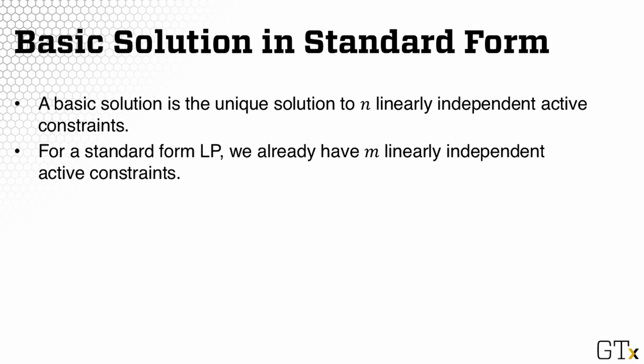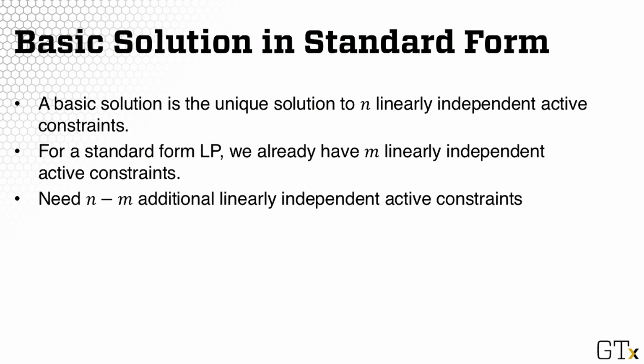For standard form LP, we already have m linearly independent active constraints. Those are Ax equals b. A has m rows, and they are linearly independent, and it's an equality constraint, so they are linearly independent active constraints. So we already have m. We need n, so we need an additional n minus m linearly independent active constraints.